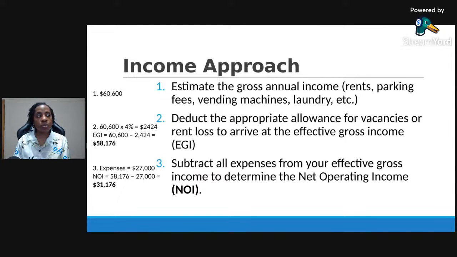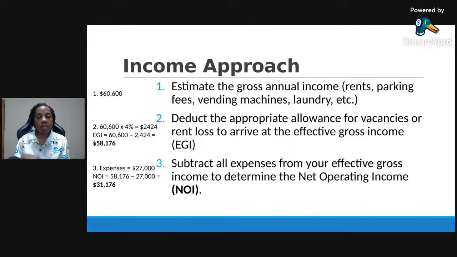And then for number 2, we're using a 4% vacancy. And so every year we're estimating that we're going to lose 2,424 in vacancies. And so our effective gross income is 60,600 minus 2,424, and that gives you 58,176. Right?